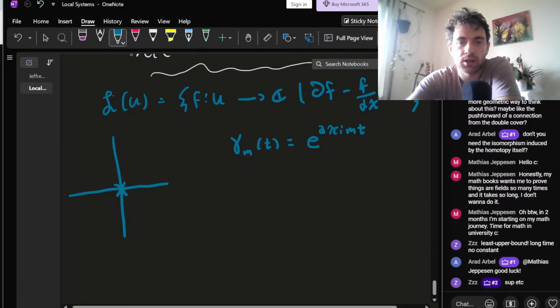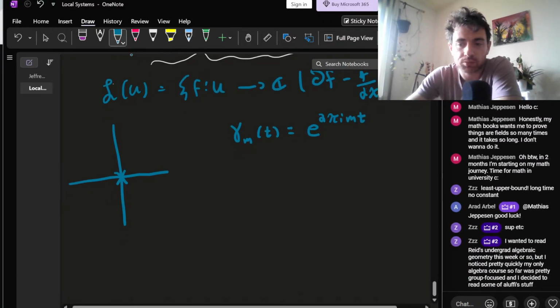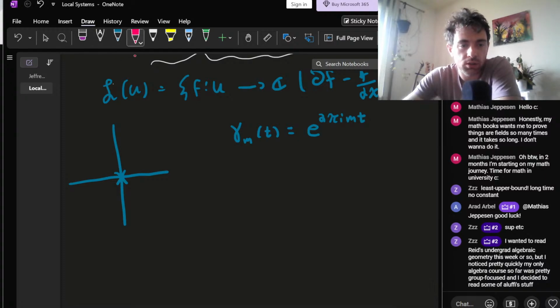So, how are we going to do that? Well, we need a cover. So, what could we do? Oh, I don't remember my branch cut theory, so this is where things might go wrong.